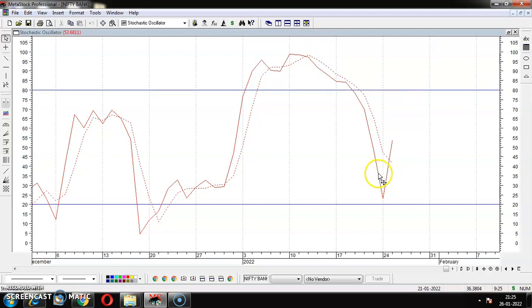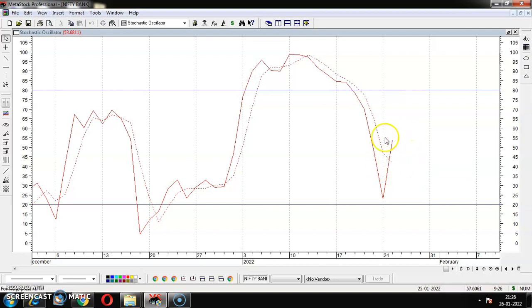This is a red line, called the stochastic line, and this is the dotted line, or signal line. When the stochastic intersects the dotted line from below, it indicates a bullish reversal. I mean, a bullish indication. Here you see that this red line has already crossed this dotted line, which is called a bullish indication.